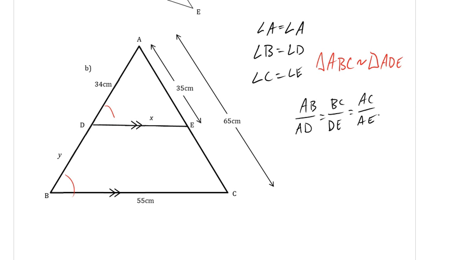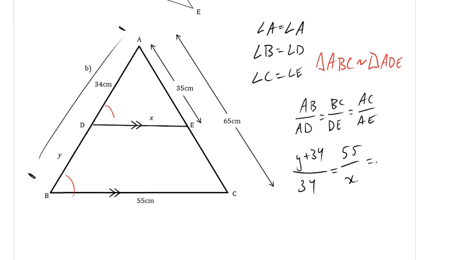If it's an isosceles triangle, but we don't know that it is. 34 plus y, thank you. And what is AD? 34. What is BC? 55. What's DE? X. AC is 65 and AE is 35.